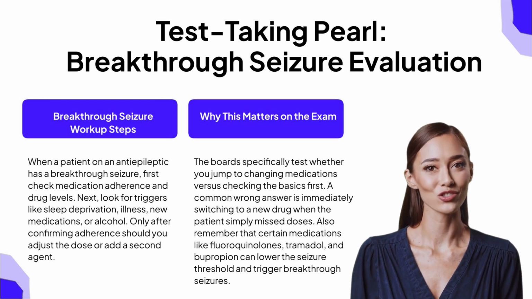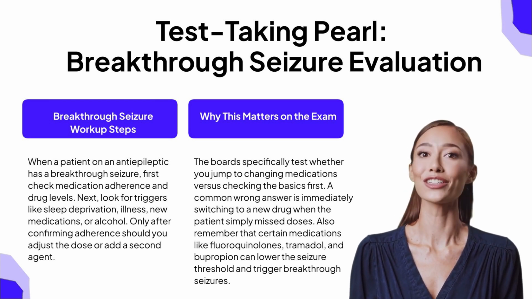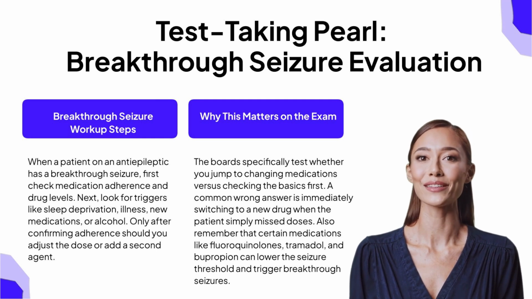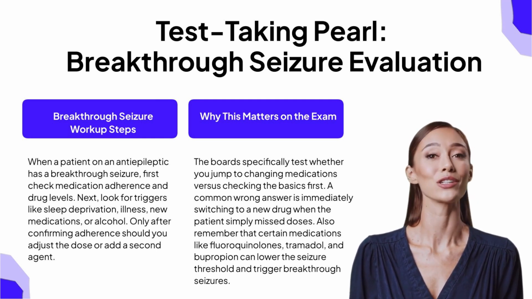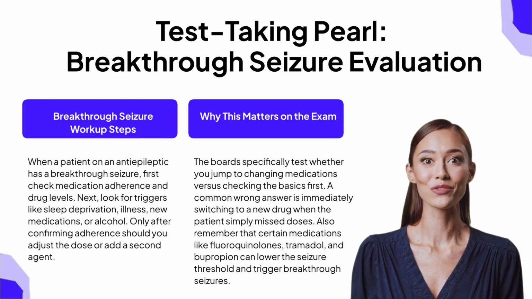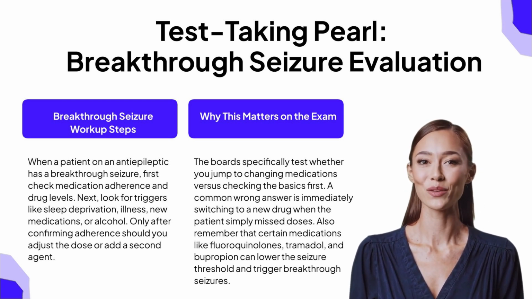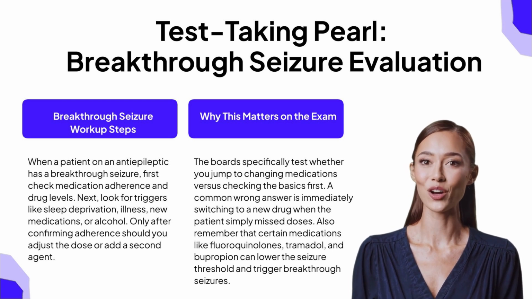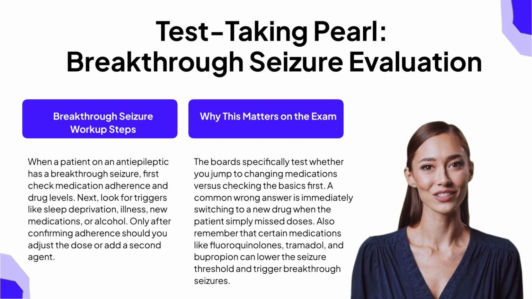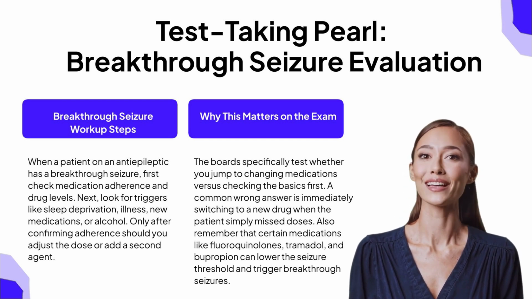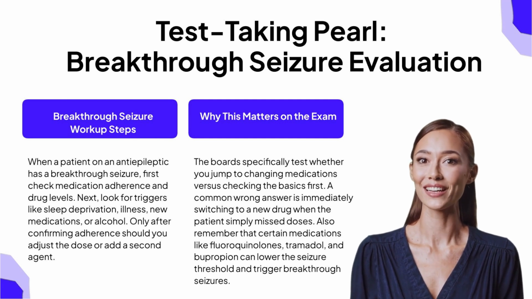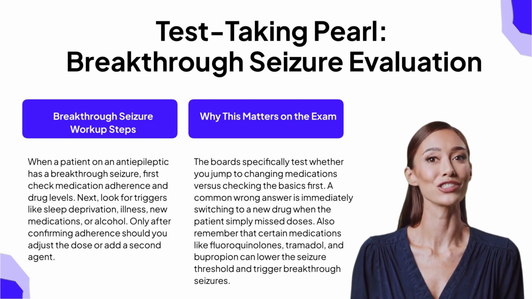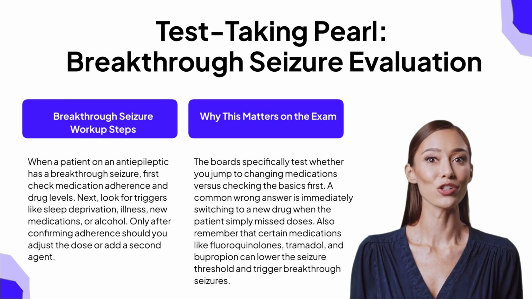Next, look for new triggers. Ask about sleep deprivation, recent illness, new medications, or alcohol use. Certain drugs are known to lower the seizure threshold. Fluoroquinolone antibiotics, tramadol, and bupropion are the most commonly tested ones. Only after you have confirmed the patient is adherent and there are no new triggers should you consider adjusting the dose or adding a second agent. The boards are specifically testing whether you check the basics first or react by immediately changing the drug regimen.